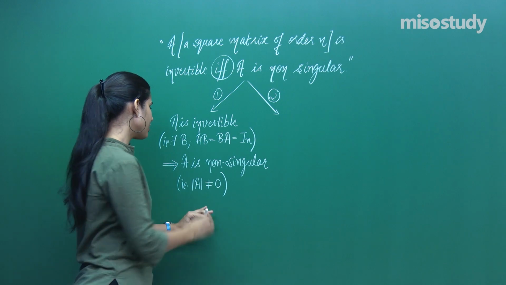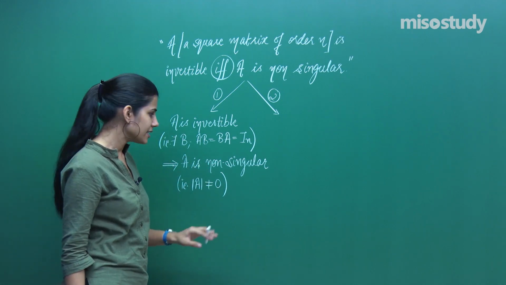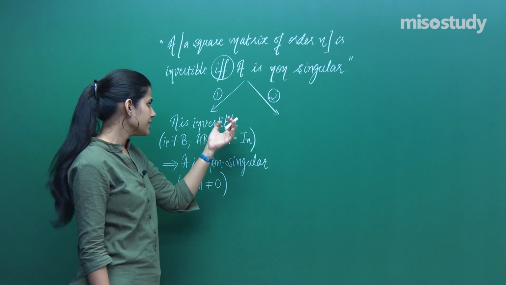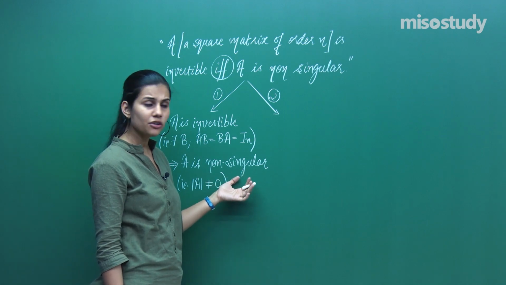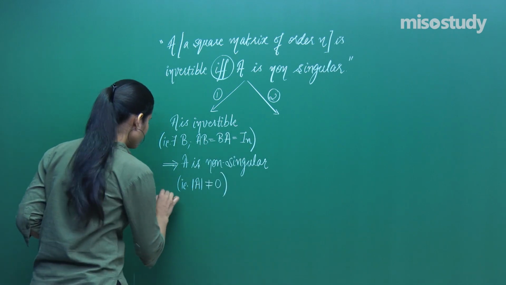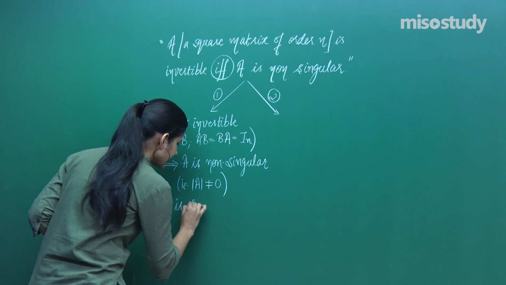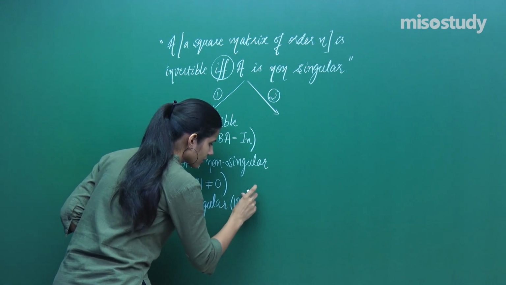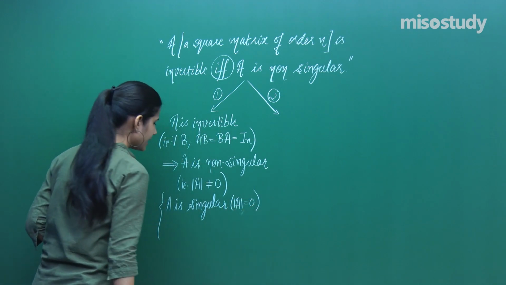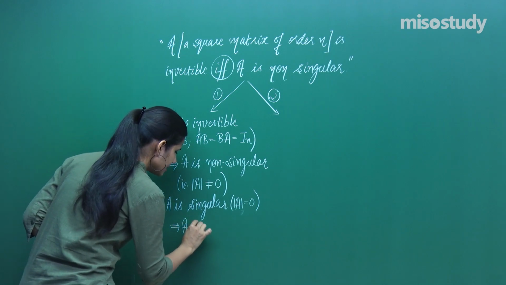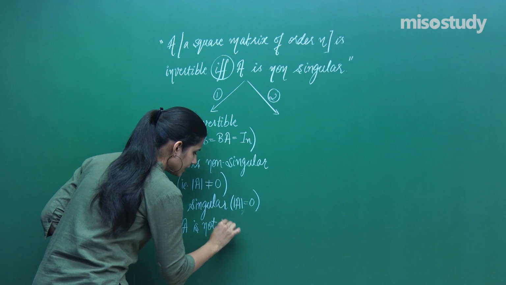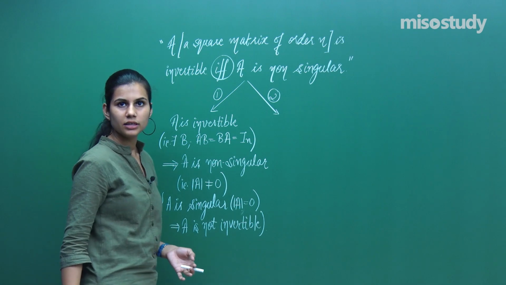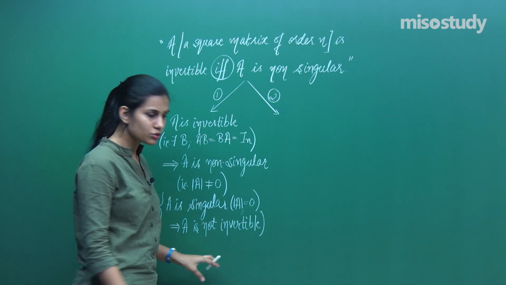Now, if I mold this statement a bit, it means that the moment a square matrix of order n is singular, it cannot be invertible. If it is invertible, it has to be non-singular. If it is singular, it cannot be invertible. So this is an automatic conclusion: A is singular, that means the determinant of A is 0. A is singular implies A is not invertible. Is it understood? So this conclusion leads to that conclusion automatically.